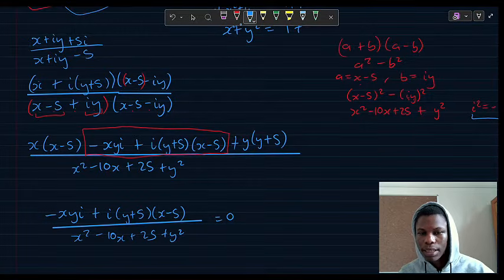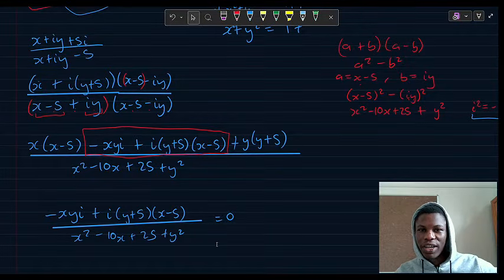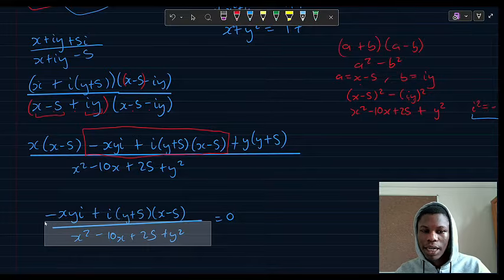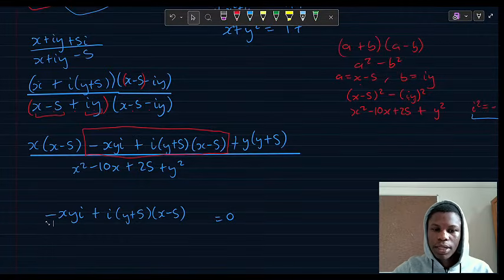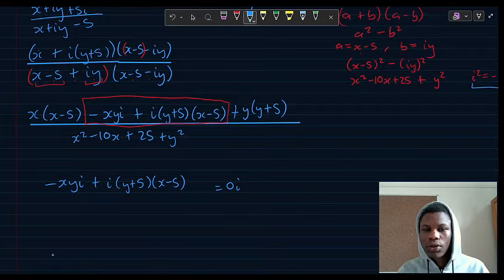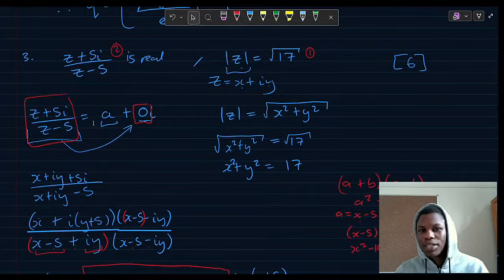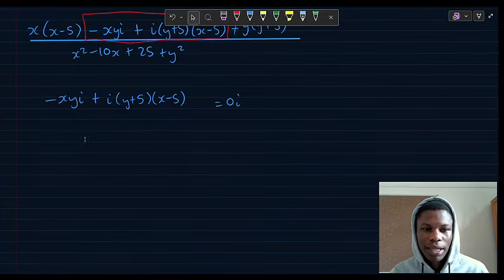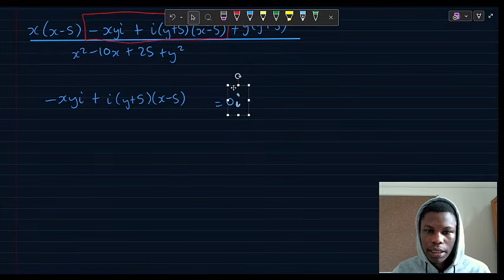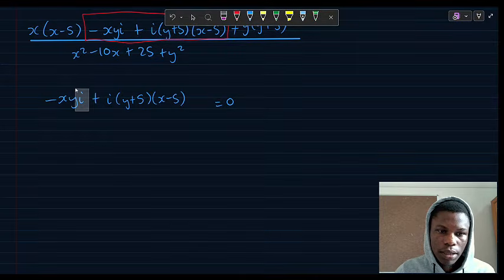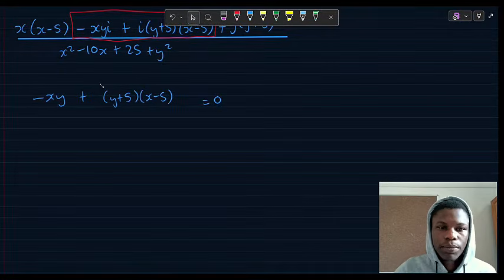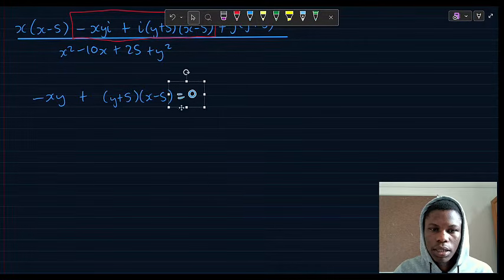If we equate this to 0, we know that our denominator can't be 0. So we end up just solving the numerator and equating the numerator to 0. So you can ignore the denominator here. So you get that this has to be equal to 0i, right? Because this is the imaginary part, and because this part is real, then the imaginary part has to be equal to 0. And so we can actually just ignore the i's since they're common on both sides. And this becomes our second equation.